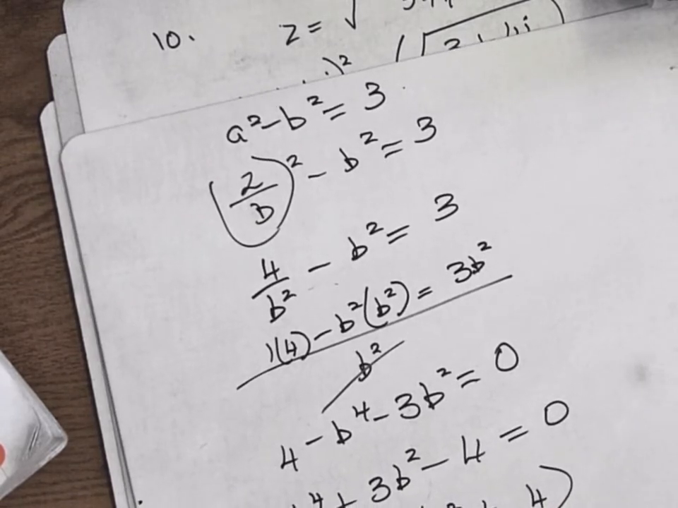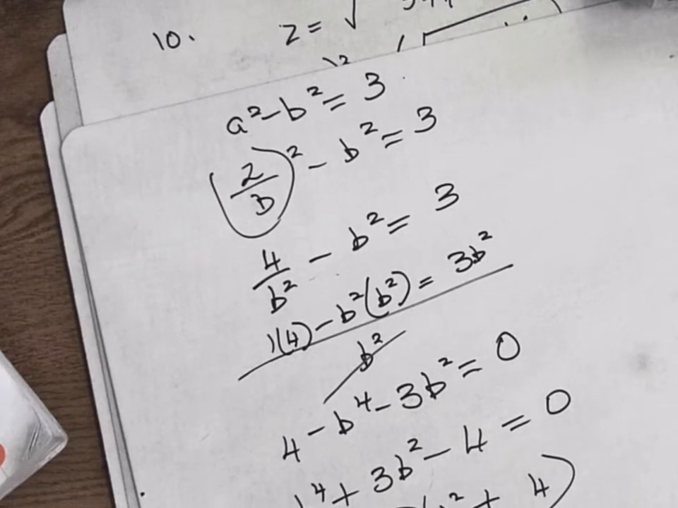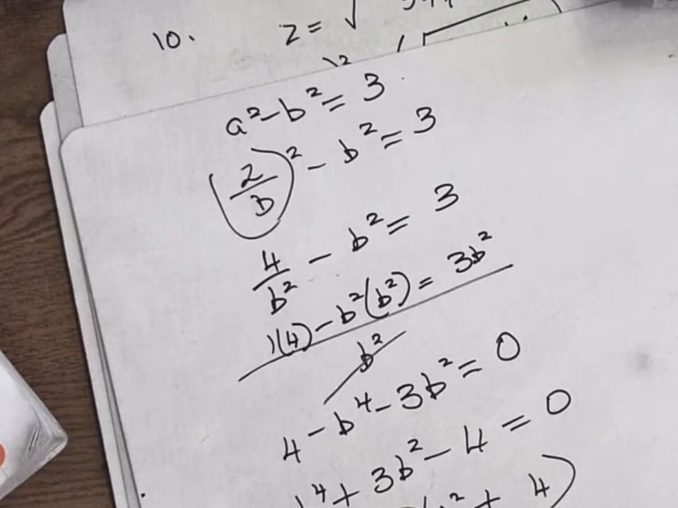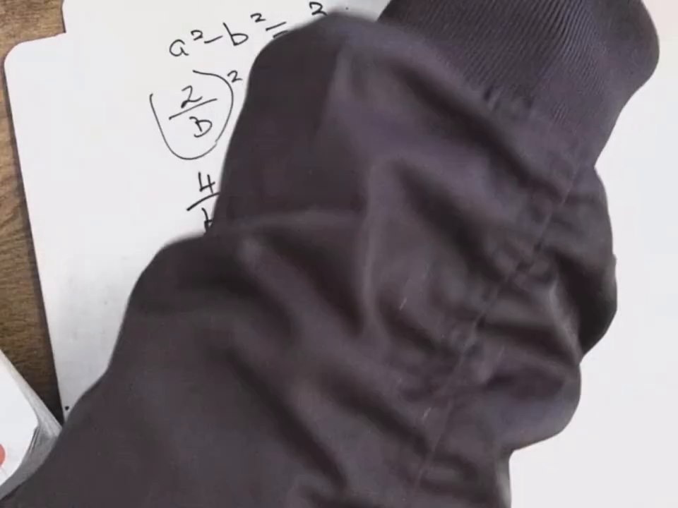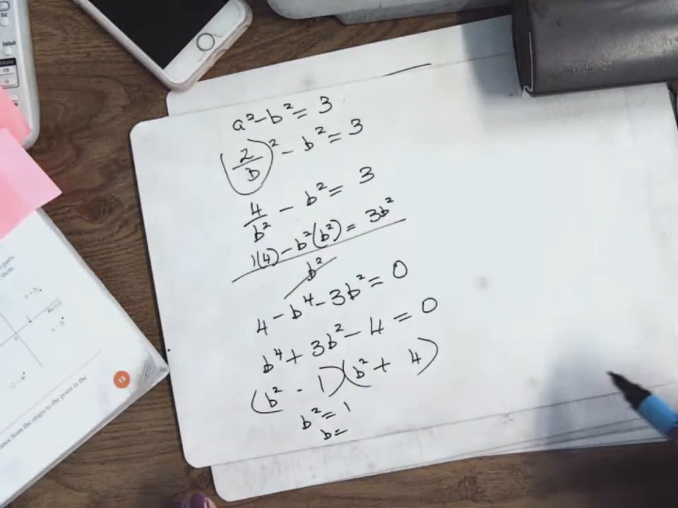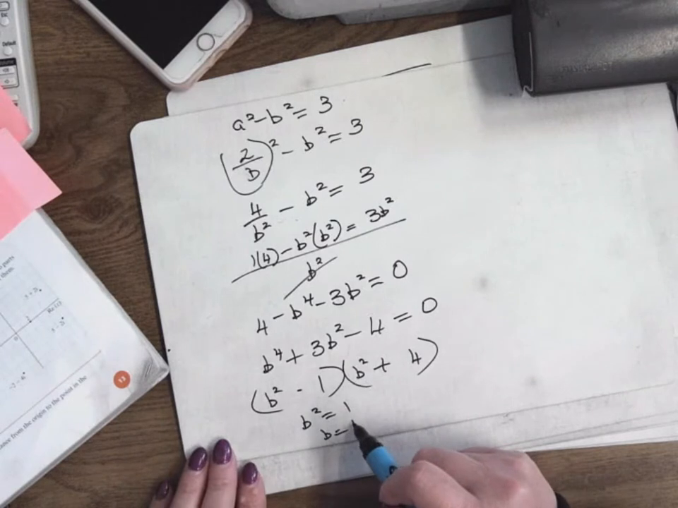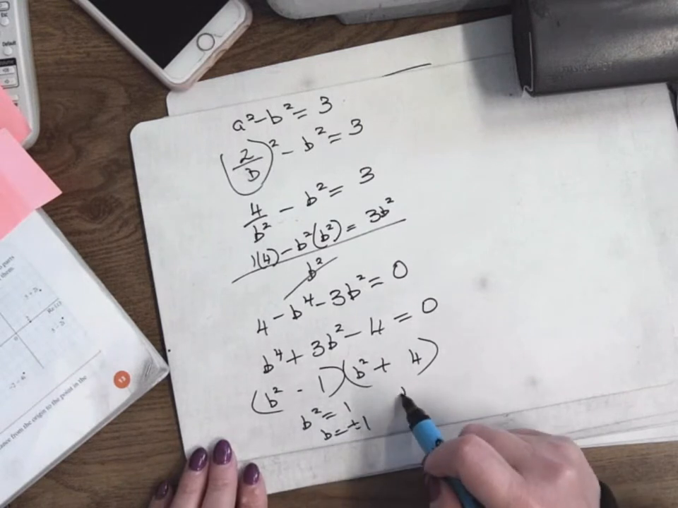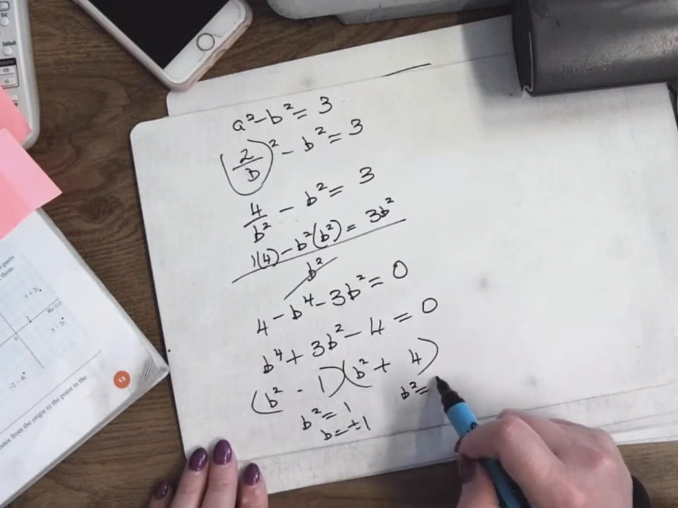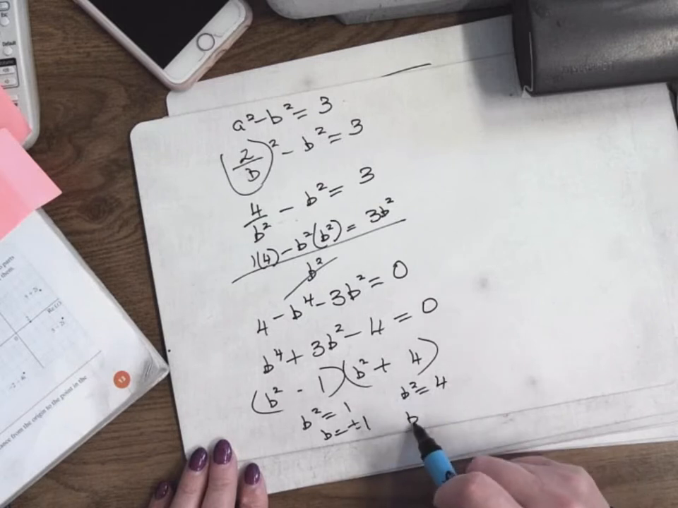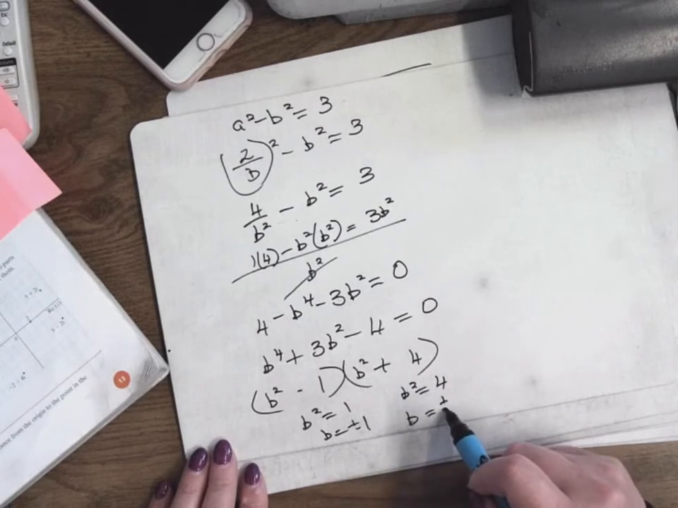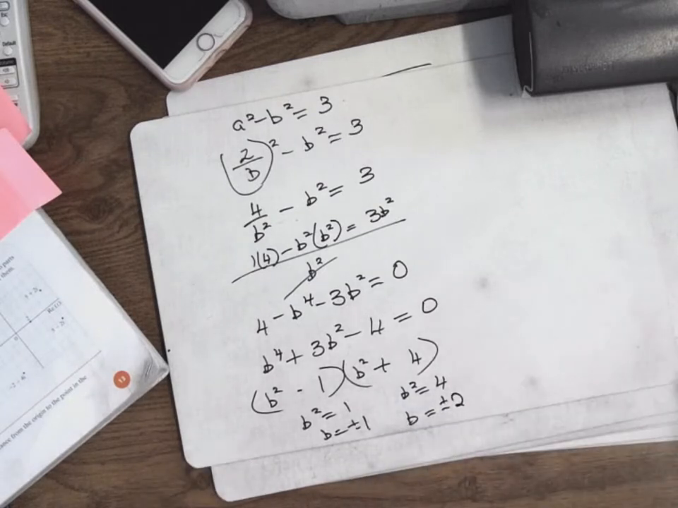Okay, so that means b squared is equal to 1. So that means b is equal to plus or minus 1. b squared is equal to 4, so that means b is equal to plus or minus 2. Right, so I have 4 possible answers: b is 1, b is minus 1, b is 2, b is minus 2.